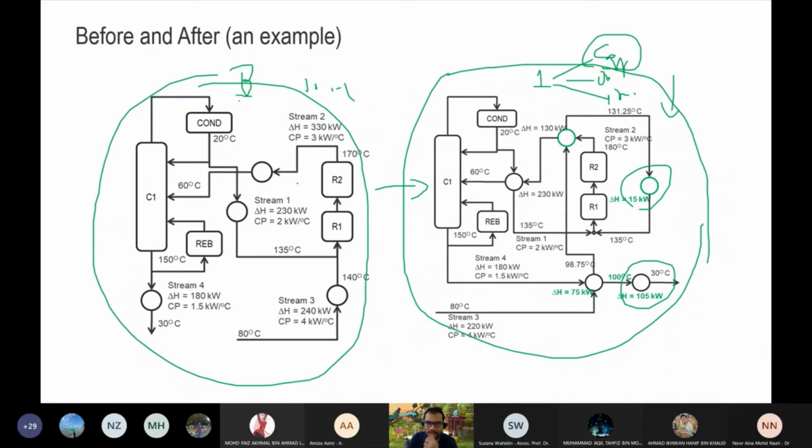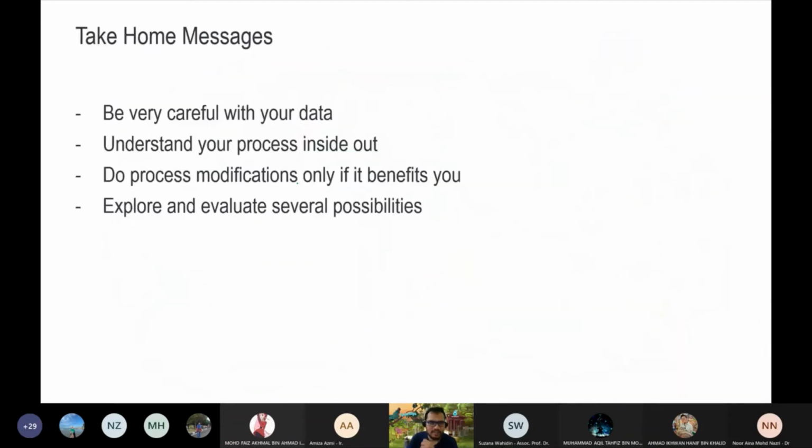So the take-home message is to be very careful with your data, because in some cases your data is not there or maybe it doesn't make sense. It's also a place for you to check your simulation, because if you have a wrong input, you may end up with illogical data or numbers. So be careful with that, and you have to understand your process inside out. That's very important: what you can modify, what you can add, what you can remove, and then do the modifications if it benefits you.